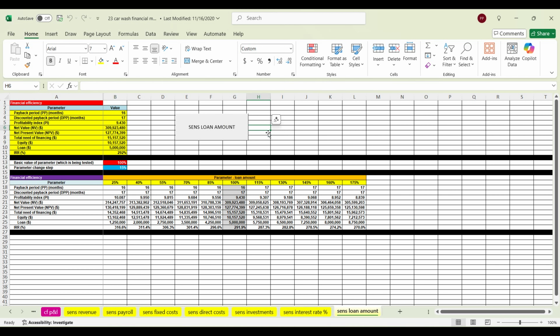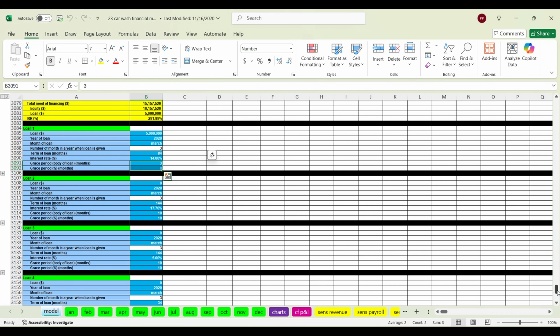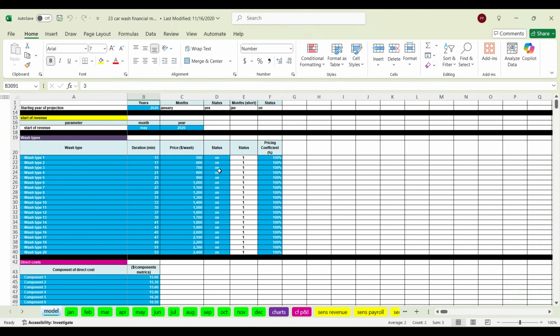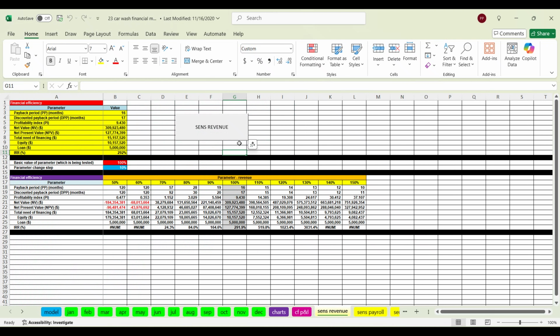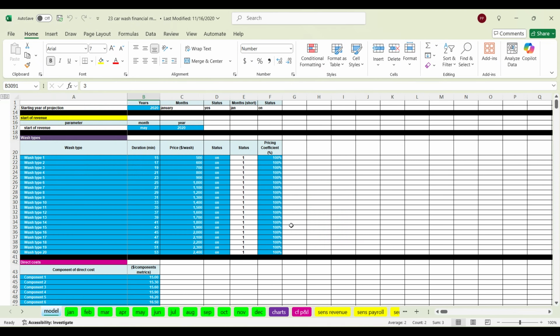Usually the entrepreneurs start rethinking their business idea because they see that the current scenario is not as stable as they planned, so they go back to the model, playing with the revenue inputs or cost inputs. They switch on and off different types of services, go back to sensitivity analysis, push the button, see how stable this scenario is, then go back. They do that many times until they create a scenario that they are comfortable with. So that was the car wash financial model.